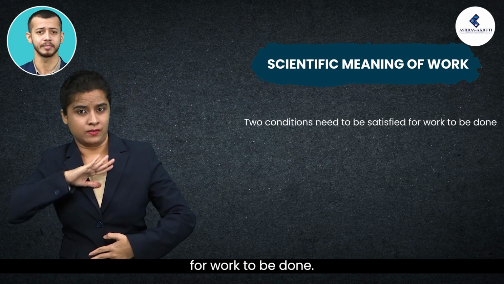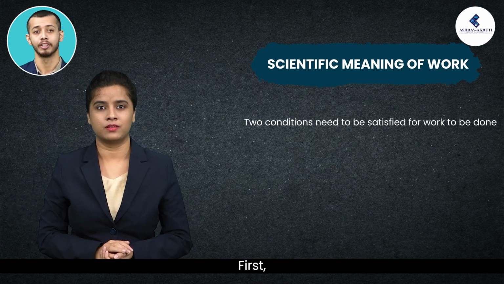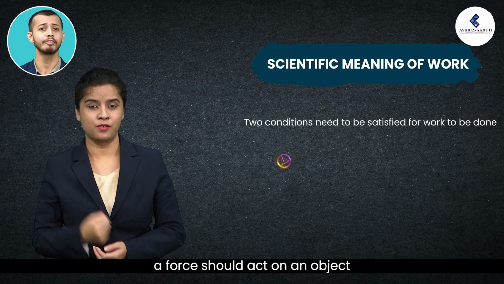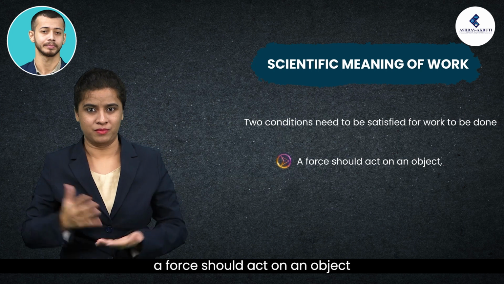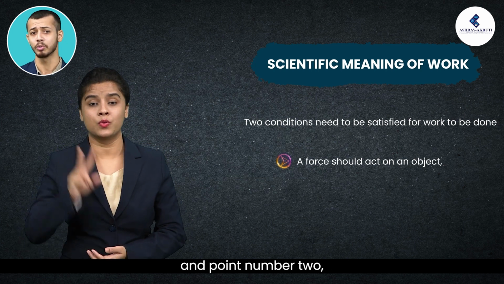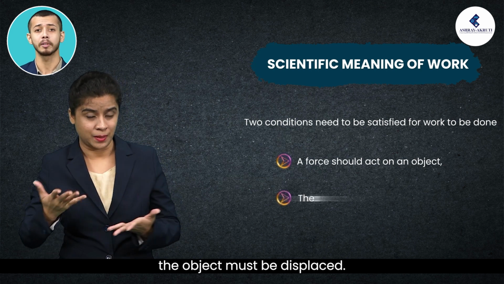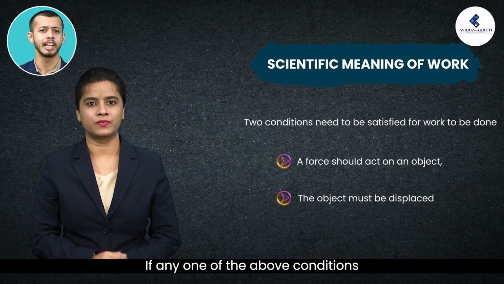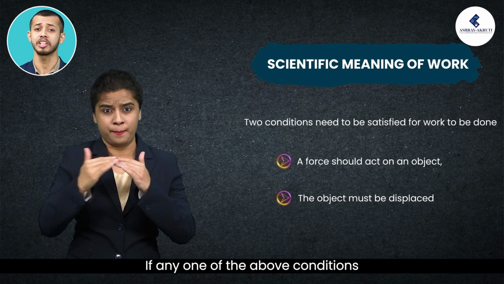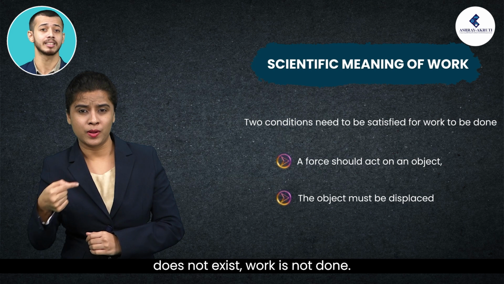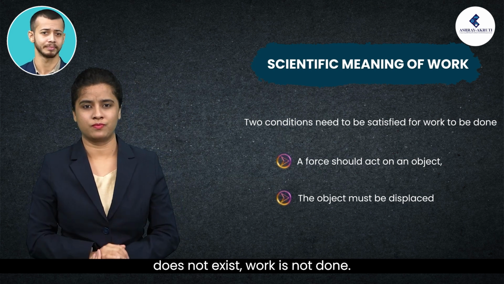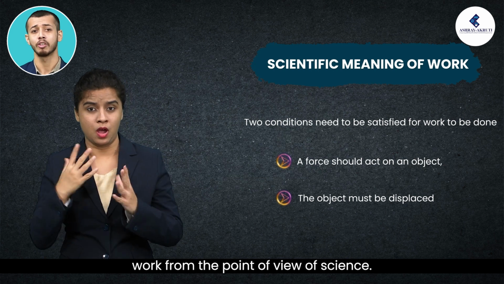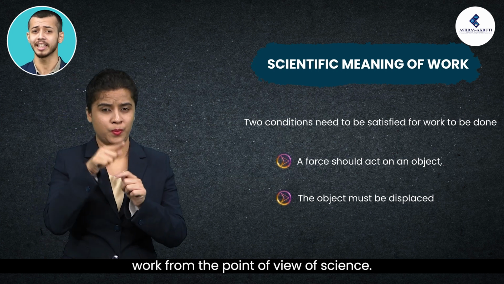A closer look at the above situations reveals that two conditions need to be satisfied for work to be done. First, a force should act on an object. And point number 2, the object must be displaced. If any one of the above conditions does not exist, work is not done. This is the way we view work from the point of view of science.